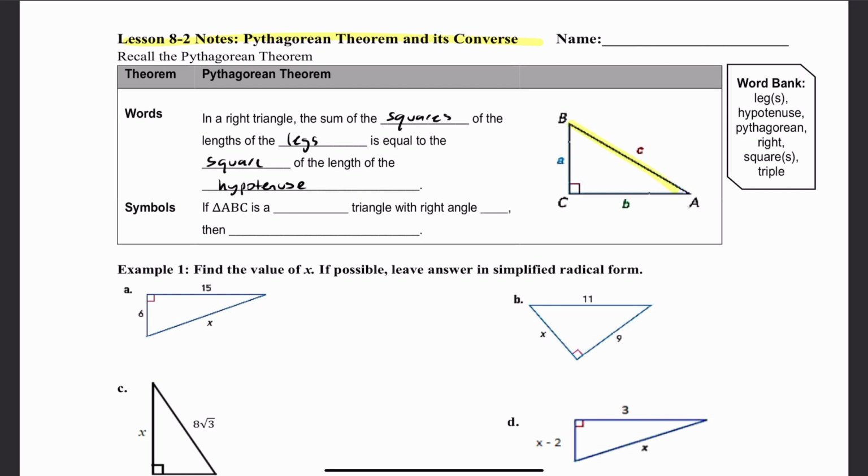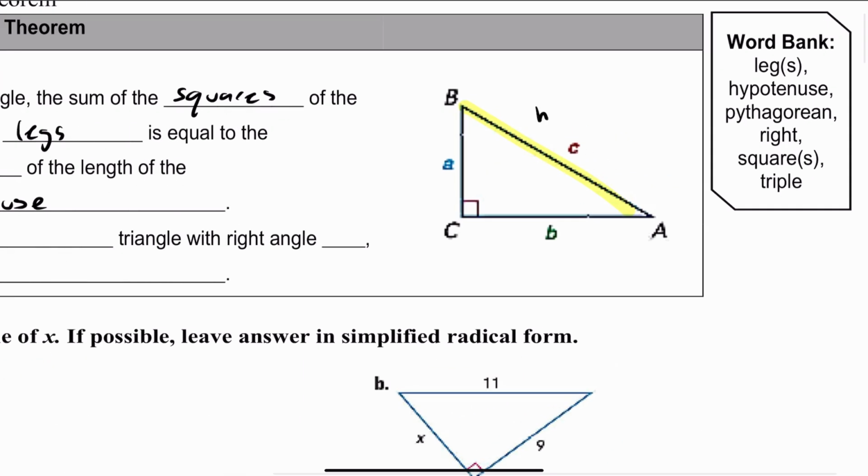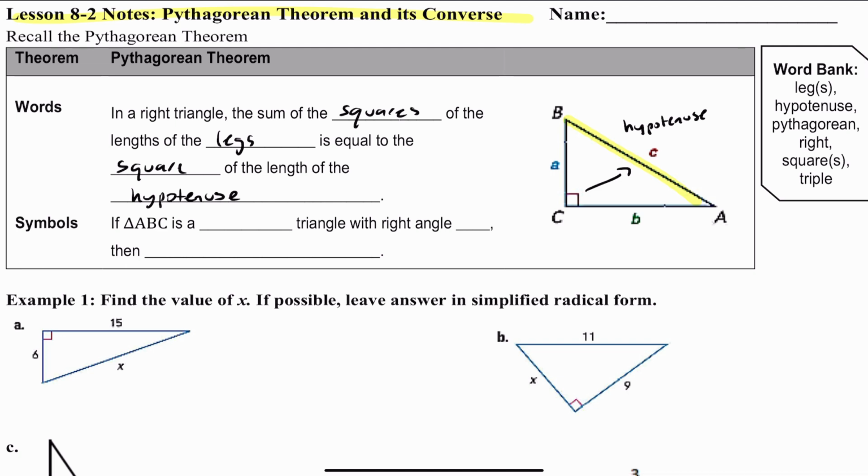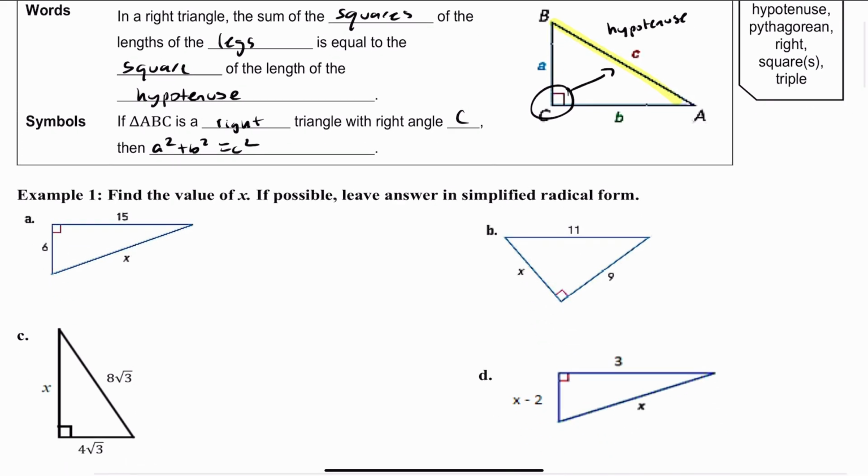So here, this is my hypotenuse. Because one, it's the longest side. Two, it's across from the 90-degree angle. So if triangle ABC is a right triangle with right angle C, then we can say that a squared plus b squared is equal to c squared.